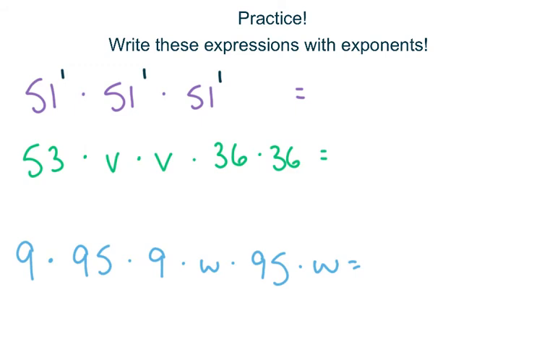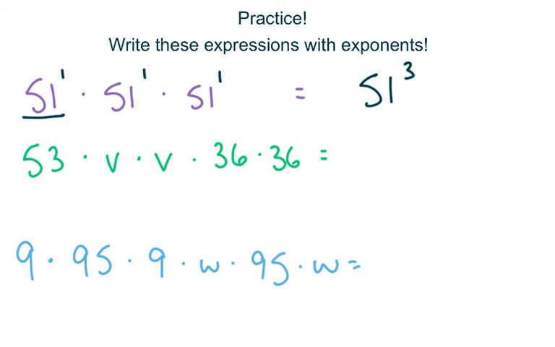But we always start by writing the base number. So there's a base of 51, and there are 3 51s being multiplied. 51 times 51, 3 times. That means that my exponent is 3. I could say this 3 different ways. I could say 51 to the 3rd power, 51 to the power of 3, or 51 cubed. Let's look at the next one.